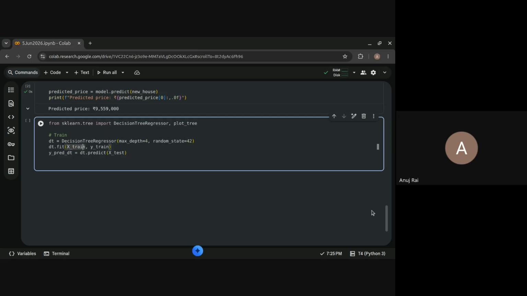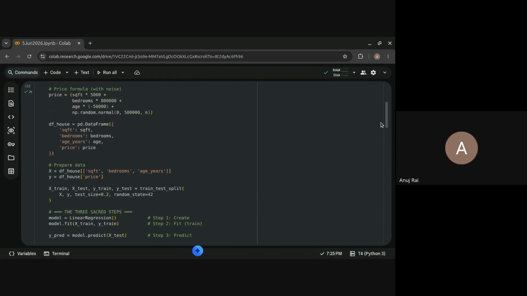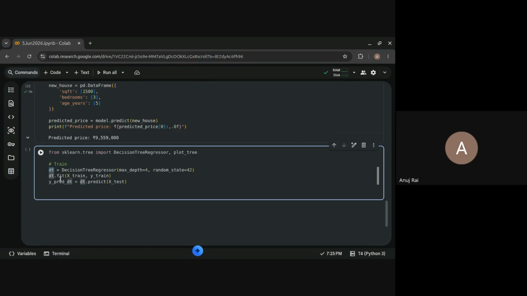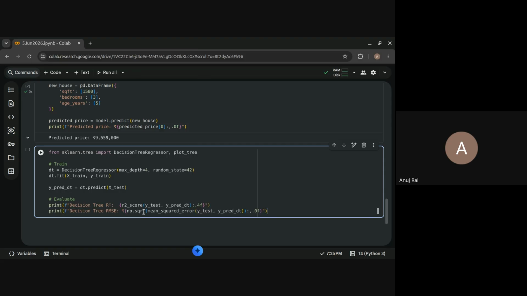The method is the same as how we did for our linear regression model.fit. So here also decision tree instance dot fit, and we are passing x train and y train, and then the model is trained, and then we can pass the x test and get the y prediction, and then evaluation is going to be the same here, R2 score and mean squared error.